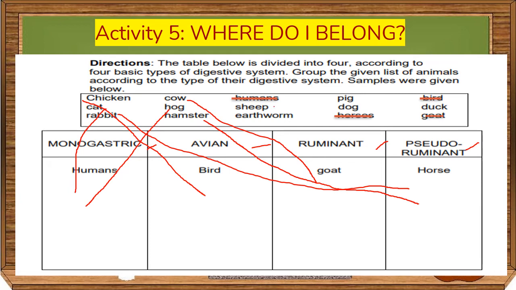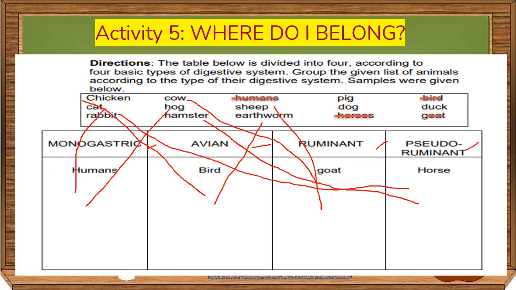For the sheep, it is under ruminant. And then earthworm. Earthworm, do we consider it as monogastric? No. How about pseudo-ruminant? Do they have 4 compartments or no compartment? Or how about avian? It is under avian. Why? Because earthworms don't have teeth. Okay? It is just like a bird, or under avian digestive system.